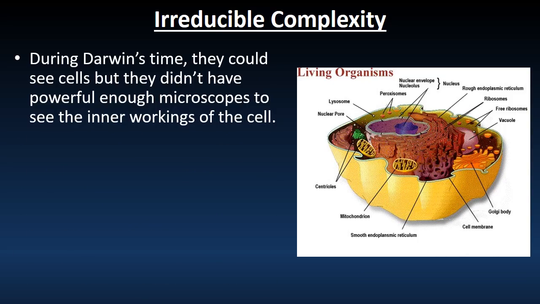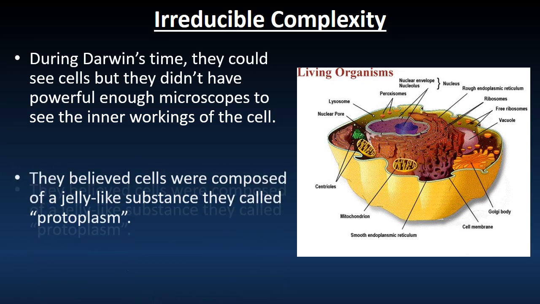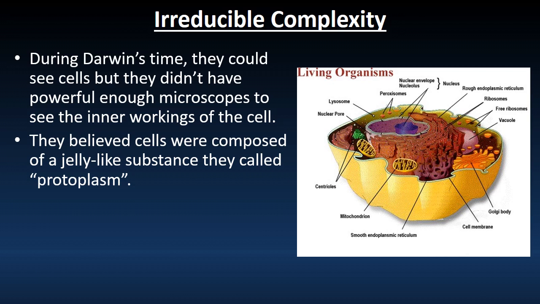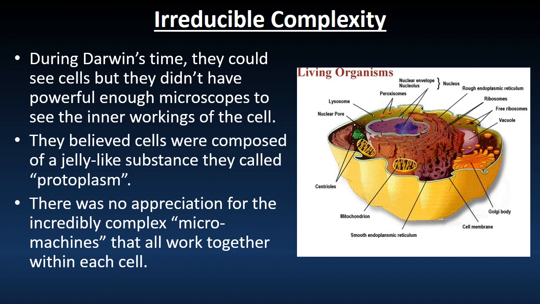During Darwin's time, they could see cells, but they didn't have powerful enough microscopes to see the inner workings of the cell. They believed cells were composed of a jelly-like substance that they actually called protoplasm. They'd look and it would just be goo, and they'd see a little movement, and that was about it. There was no appreciation for the incredibly complex micro-machines that all work together within each cell.